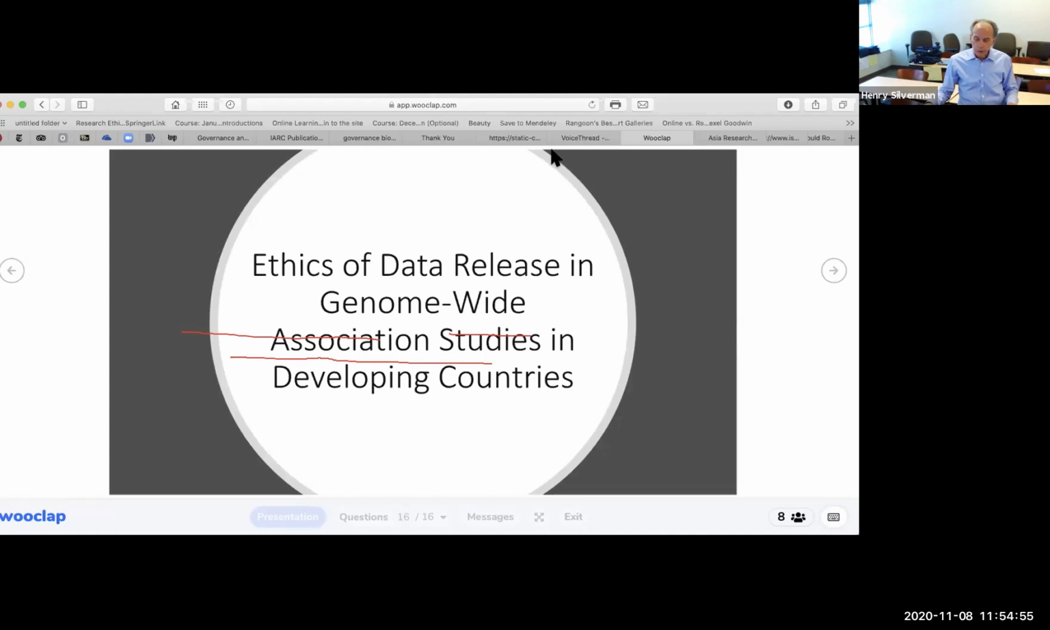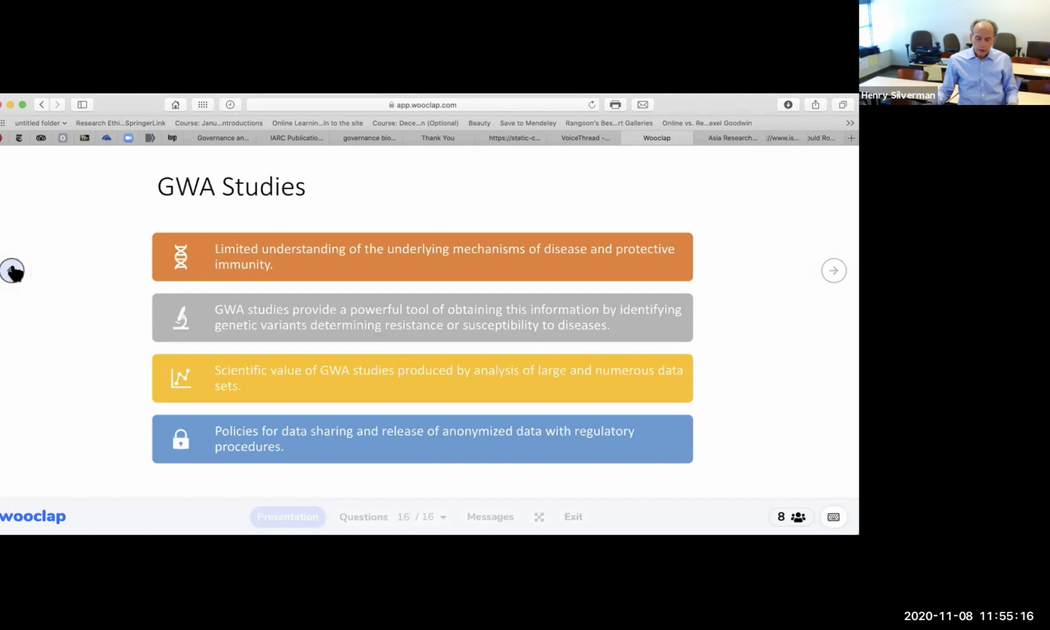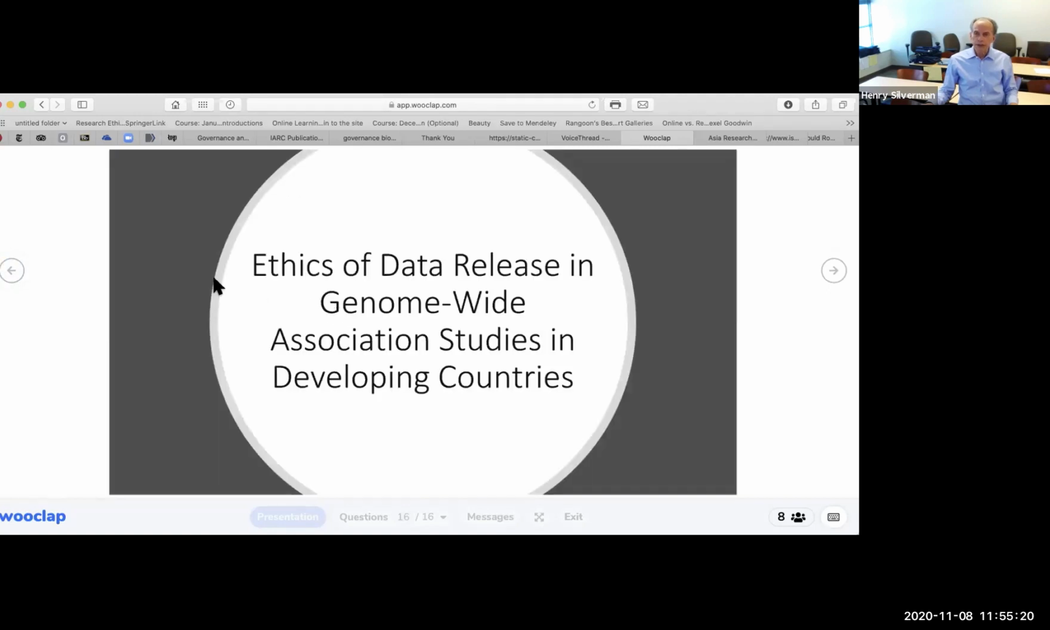The other issue involved is the issue about data release or data sharing between developing and developed countries, and we're talking about what's called genome-wide association studies. So essentially, we have the concept where if you set up a biobank, are you going to be willing to share your data set with other countries who usually have the means, have the technology to do advanced analysis of data sets?